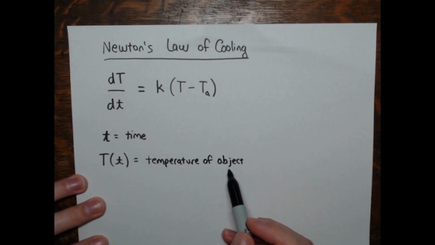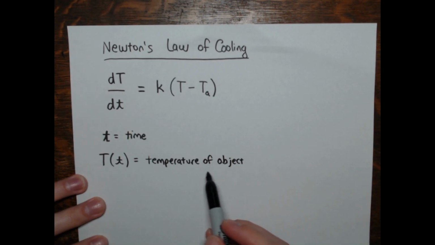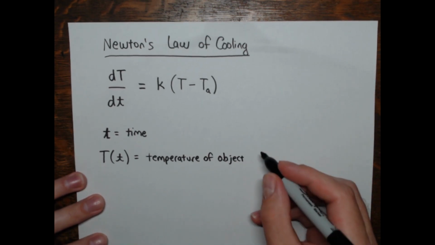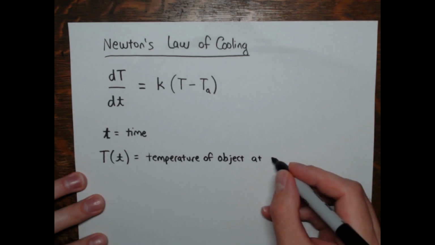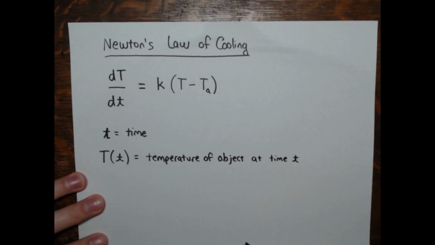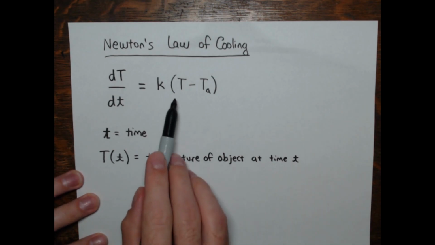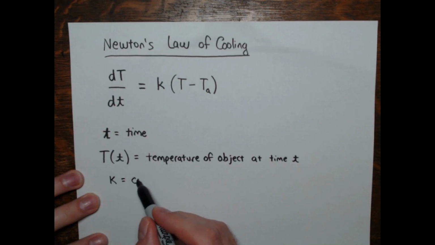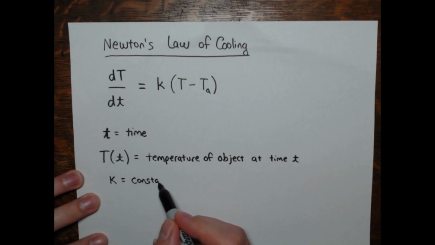So in this particular problem, it was this pie, where a pie was removed from an oven and left to cool. So it'll be the temperature of this pie at time t. And then the K is just a constant of proportionality.